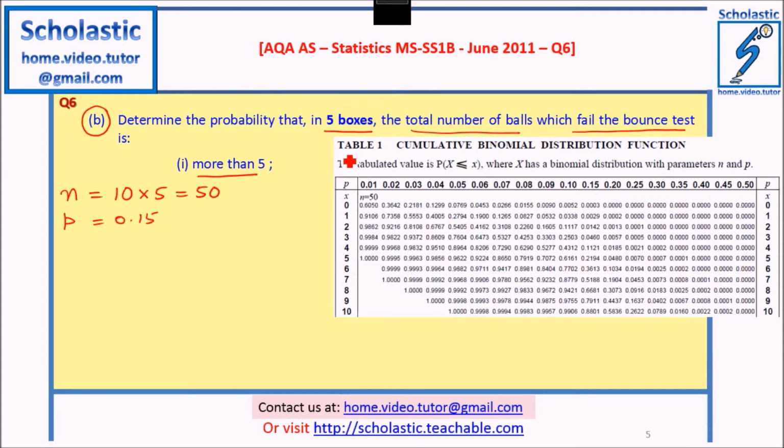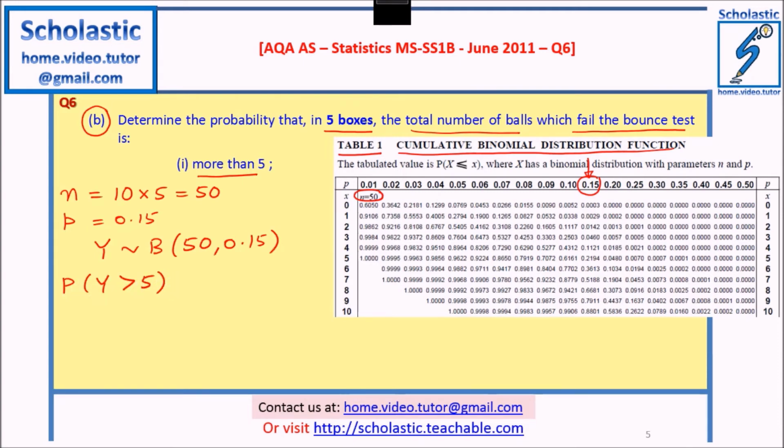So therefore please note that we need to take the table and go to the area where n equals 50, that is the cumulative binomial distribution function, n equal to 50, but still the probability is 0.15. So we are looking at this column. So what we get here is a binomial distribution with n equal to 50, and the probability is 0.15. In this case, what we look at is more than 5. That means the probability of Y greater than 5.